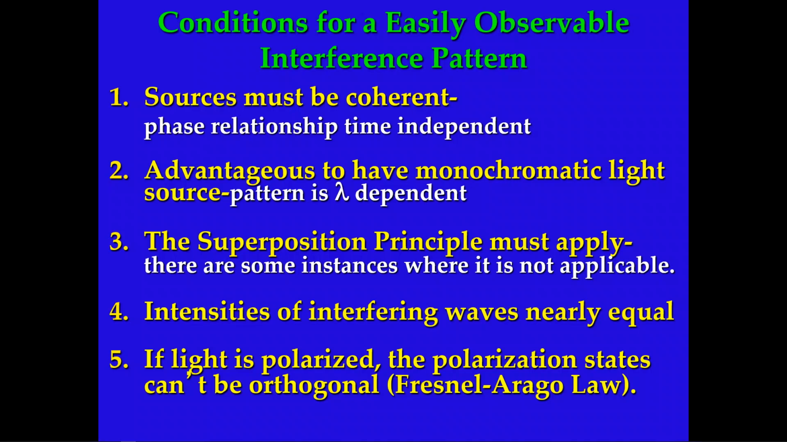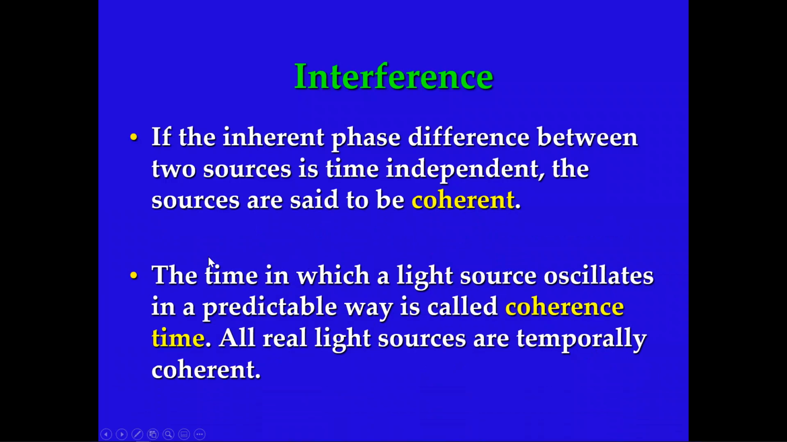If the two sources were not coherent, then you could not rotate the plane of polarization into the plane of the other wave and observe interference. That would not be able to be observed because you have two incoherent waves. If the inherent phase difference between the two sources is time independent, then we say that the sources are coherent. The time in which the light source oscillates in a predictable way is called the coherence time.